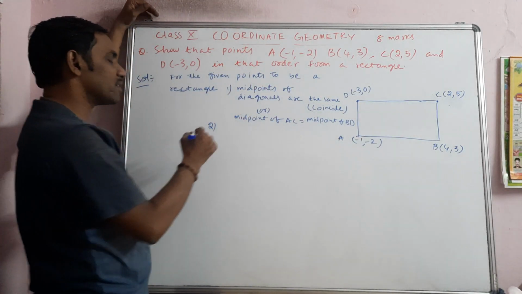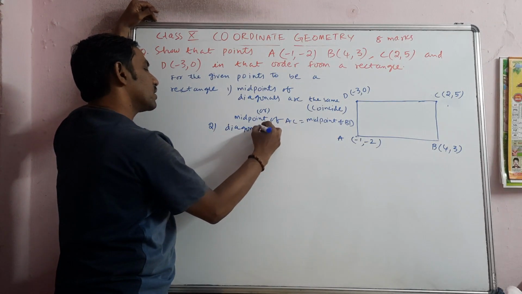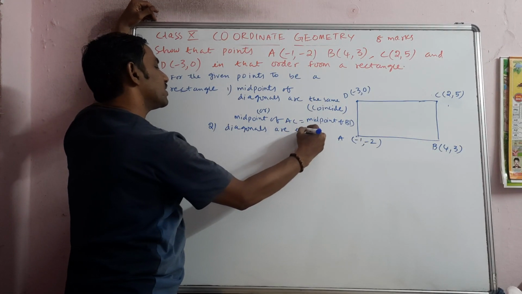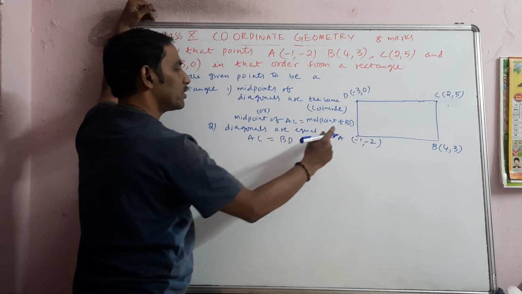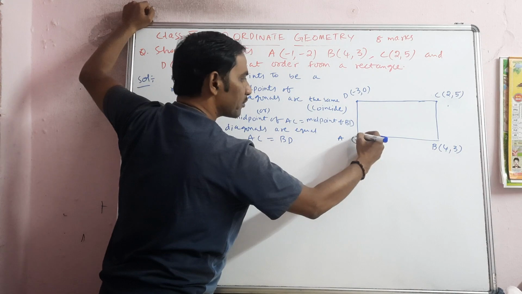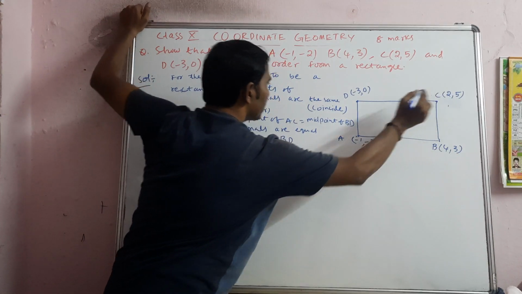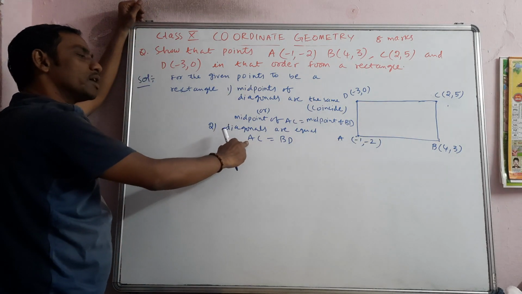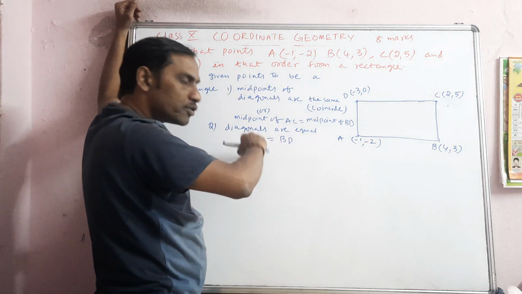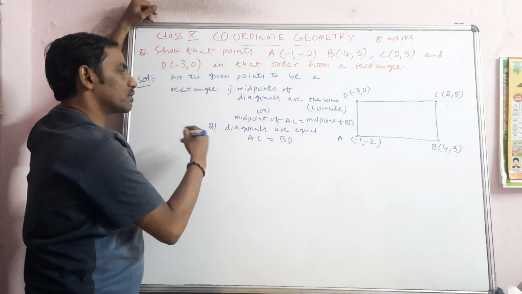And the length of the diagonals are equal. Diagonals are equal in the sense that AC will be equal to BD. How will you get AC? If you leave one vertex, if you go to the next point, instead of B after A, if you go for C, then it will be AC. AC is a diagonal. So diagonals are equal, that you can say.